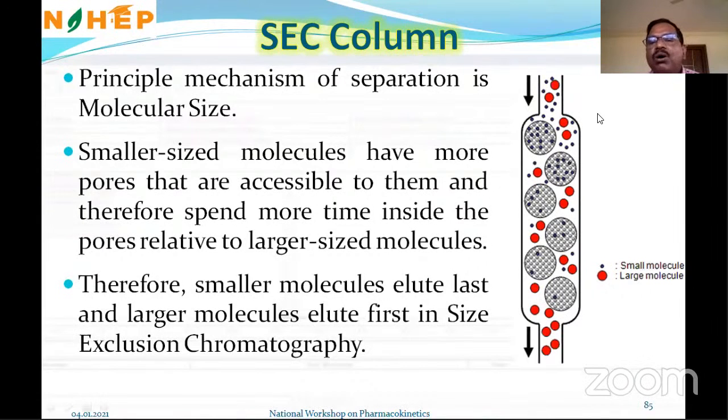Here this is the column. There are big channels. Larger molecules can easily pass through these channels, whereas the smaller molecules are trapped in the smaller pores. So they remain for a longer period. They are eluted later.